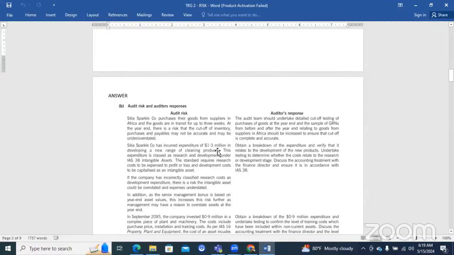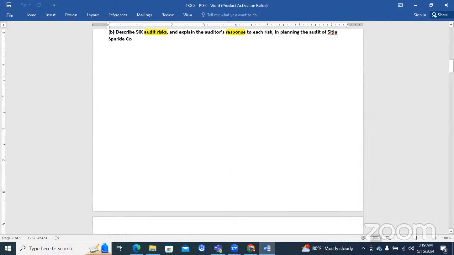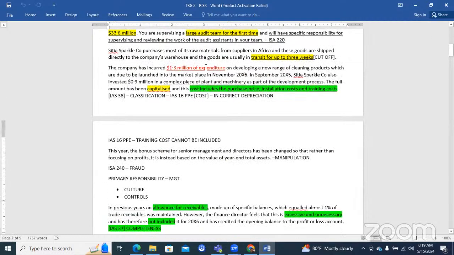S company incurred expenditure of 1.3 million in developing a new range of cleaning products. They didn't give that classification here, but they took it as a separate intangible asset. So let's continue with the case study. You can take that as well, right? Because this is 1.3 million expenditure to develop a new product, but try to understand that this development cost is an intangible asset. So you can take this 1.3 million as a classification problem of expenditure.